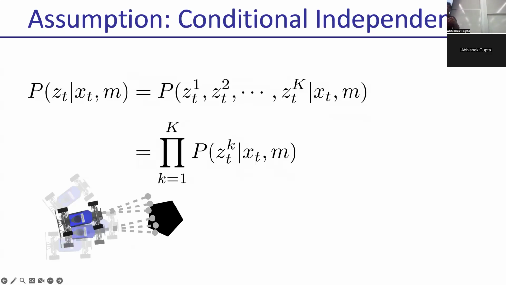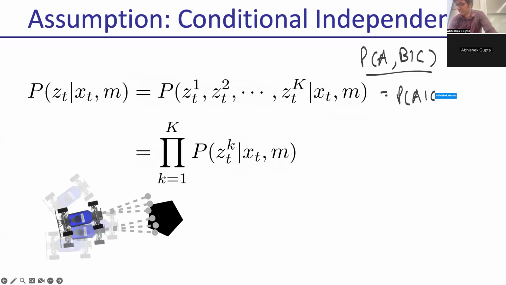Well, it's because you can separate things out when you have conditional independence, right? If you remember, if you have P of A, comma B given C, and you know that A and B are conditionally independent given C, you can write this as P of A given C times P of B given C, right? So the nice part about assuming conditional independence is that I don't have to build a model of 10 LiDAR beams at once and how they behave. I can build a model for one LiDAR beam and just multiply it 10 times, right?